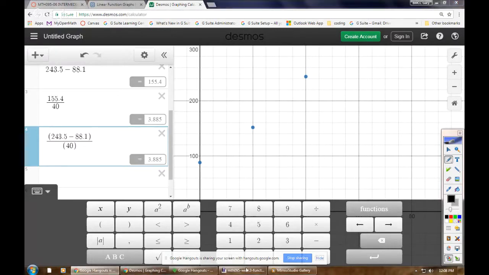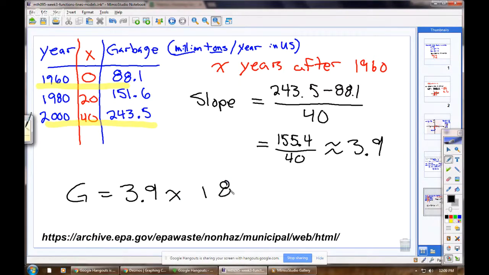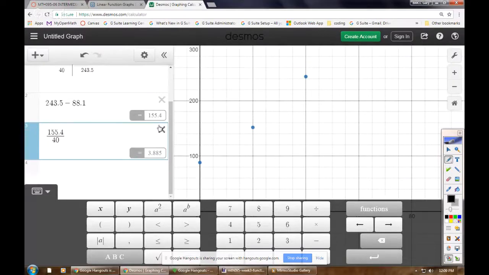So back to my notebook. This is approximately, I'm just going to call it 3.9. And so that's my slope. Now my y-intercept, since I have a year 0, is the 88.1. So I could say in this case, if I use g for garbage instead of y, g equals 3.9 times x, the years after 1960, plus 88.1. So I'm going to enter that in and see if it looks okay with my data. Let's clear these numbers out. We don't need those anymore.